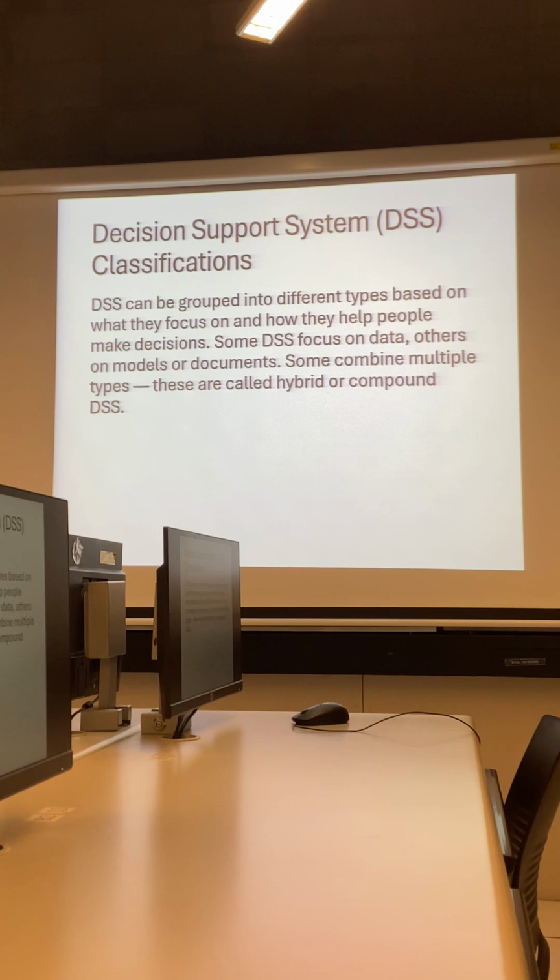Okay. So DSS can be grouped into different types based on what they focus on and how they help people make decisions. Some DSS focus on data, others on models or documents. Some combine multiple types, and these are called hybrid or compound DSS. Okay, let's find it out.